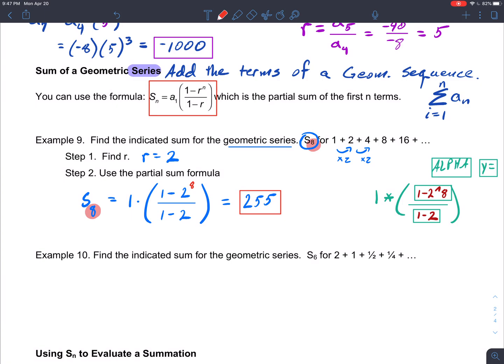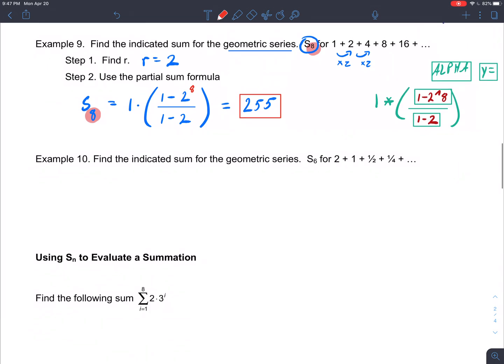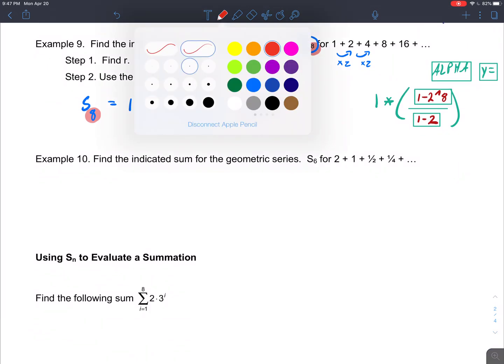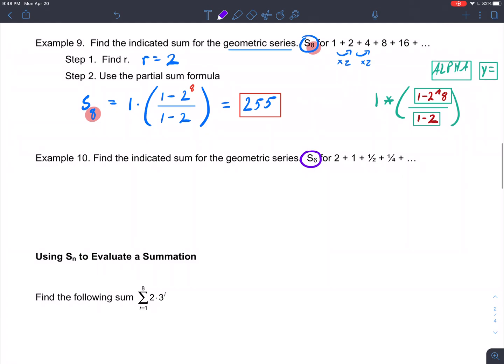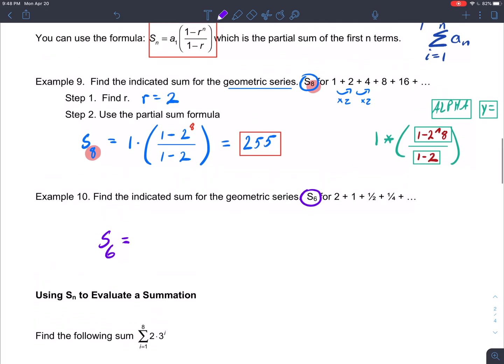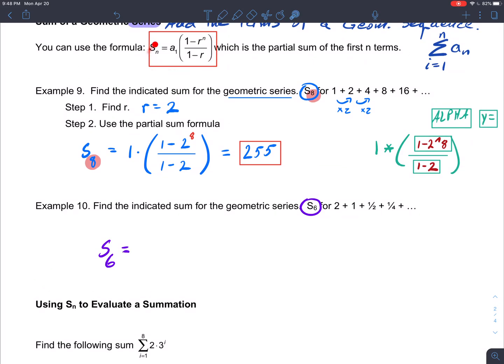All right, let's do another one. Example 10. Find the indicated sum of the geometric series. This one is asking us for S sub 6. Let's try the color purple on this one. S sub 6. All right, so if it's S sub 6, then my formula, if you go back up, there it is up there in red, or boxed in red.